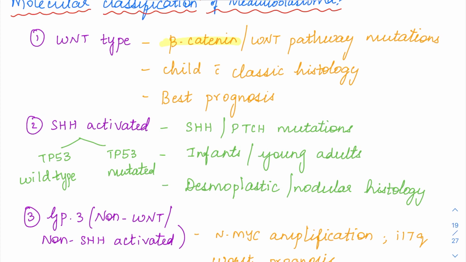So usually it is a child, and the child will have the classical morphology, which I told you about now. So small round blue cell tumor. So classical morphology is going to be seen.